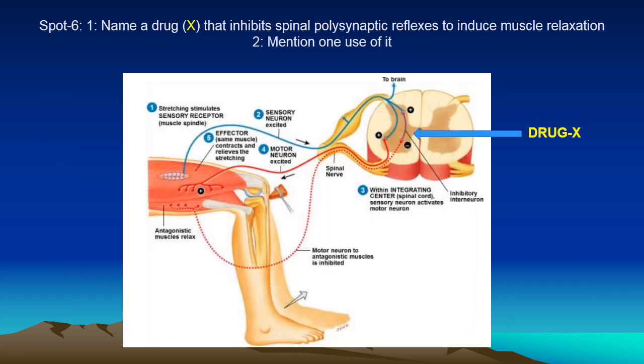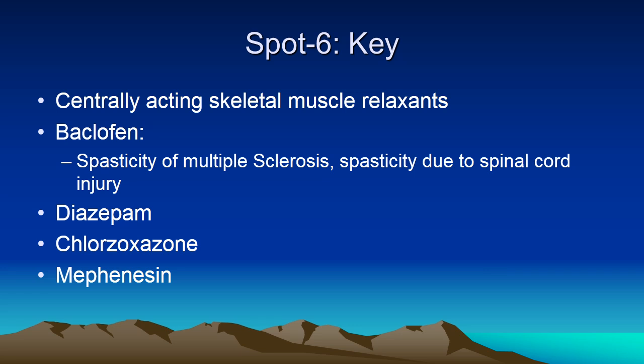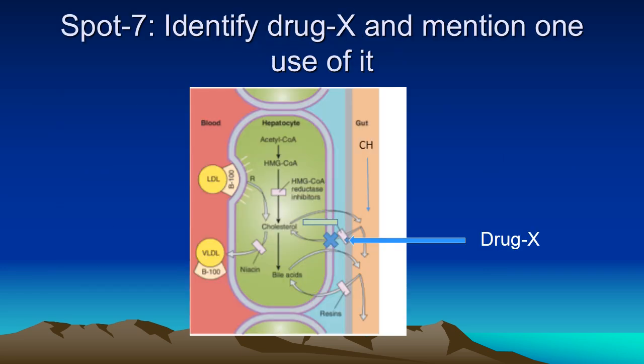Spot 6 is: look at the pictorial and name drug X that inhibits spinal polysynaptic pathways to induce muscle relaxation. And what is the use of it? The spinal polysynaptic pathways, actually spinal and supraspinal, are inhibited by centrally acting skeletal muscle relaxants. Examples are baclofen, which is used in the spasticity of multiple sclerosis and spinal cord injury, diazepam, chlorzoxazone.